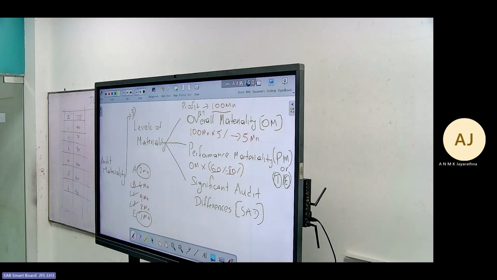So one auditor can take 80%, another auditor can take 70%, another auditor can take 60%. When should you take 60, and when should you take 80?